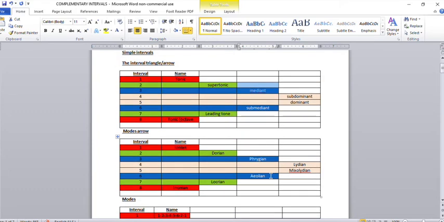Now you can see that the complementary intervals here are the tonic and octave, supertonic and leading tone, mediant and submediant, subdominant and dominant. Those are the complementary intervals. So you can quickly learn them by using this triangle. The next triangle, like I said, is the modes triangle. We're talking about the complementary intervals.